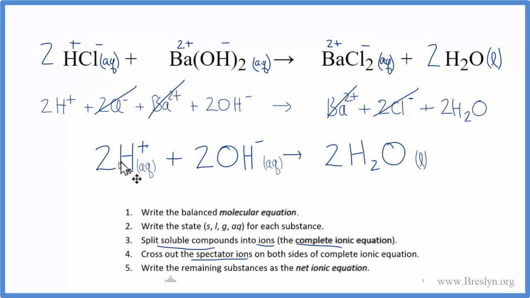Some teachers might want you to get rid of the 2's there and reduce it down to just the 1, 1, 1 as the coefficients. Either way, this is the net ionic equation for HCl plus Ba(OH)2, hydrochloric acid plus barium hydroxide.